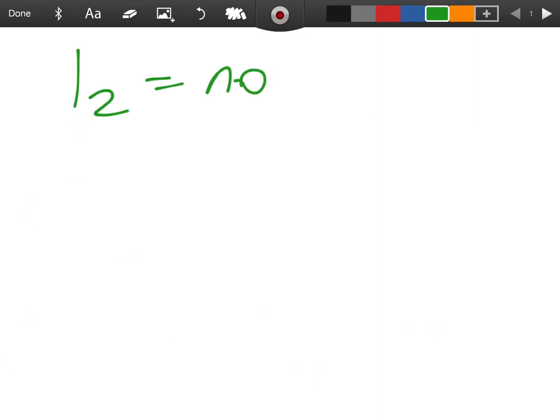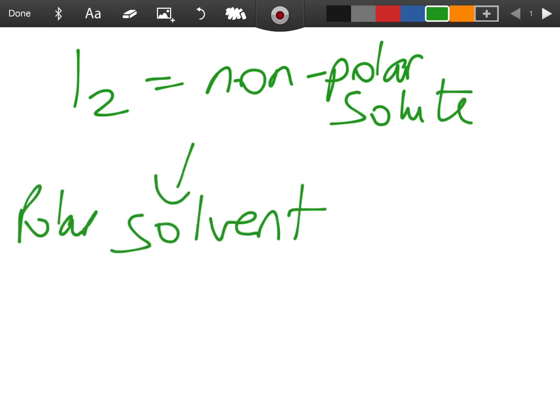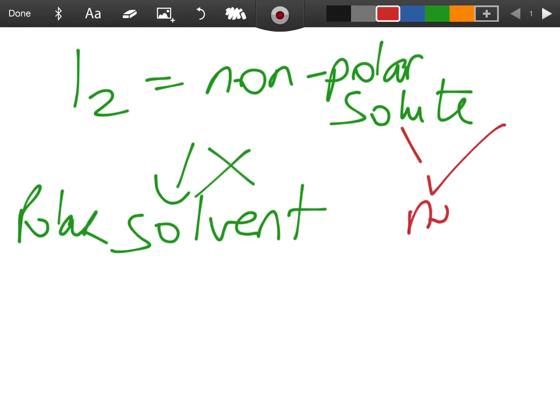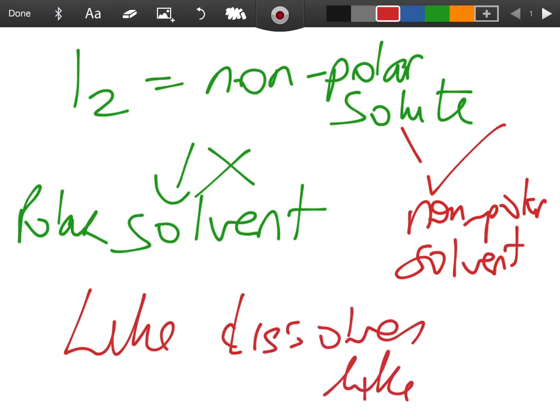Iodine has very low solubility in water. Again, iodine is a non-polar solute. It won't dissolve in a polar solvent like water, but will dissolve in a non-polar solvent, something like cyclohexane. And remember our sentence for solubility: like dissolves like. So a non-polar substance will dissolve in a non-polar solvent, and a polar substance will dissolve in a polar solvent.